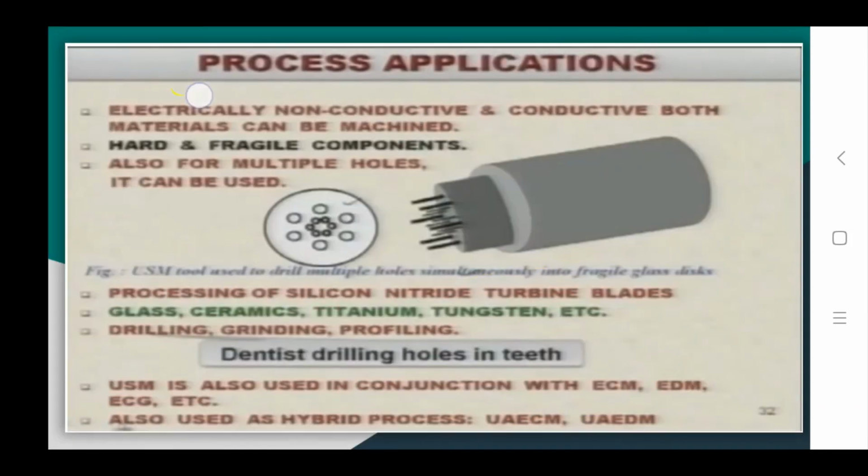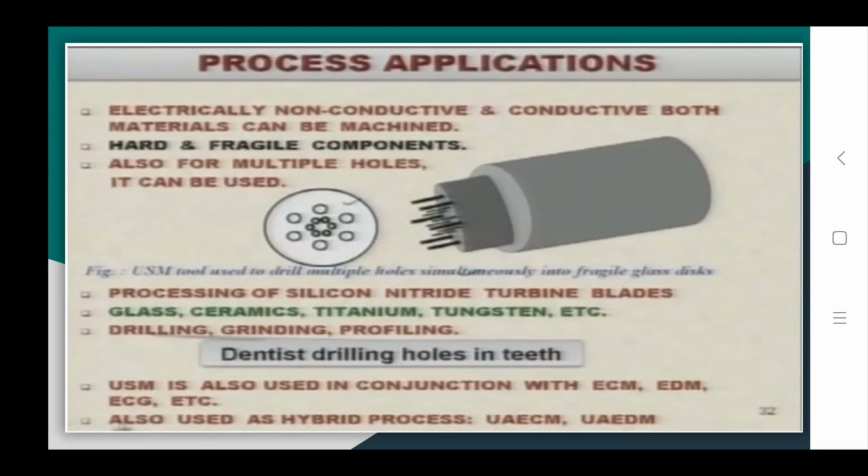Okay, let us discuss the process applications. This USM process can be applied for electrically non-conductive as well as conductive metals, because we are not making either the tool or the workpiece as cathode or anode. It is a very good process for the hard as well as the fragile components, or the components made of hard and fragile material.